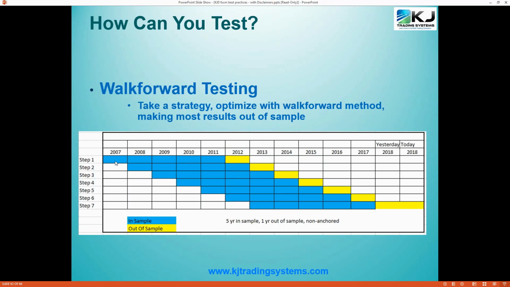But you go down step by step down the left column. So the first time you would test in the blue, you would test from 2007 through 2011. You'd get a set of parameters that you determine was the best, and you'd run it on 2012 data. And then you'd step down and keep stepping. And then what you eventually do is you put together all the yellow sections, which are all out of sample, and you get an equity curve for it. So that's how you actually put it all together.